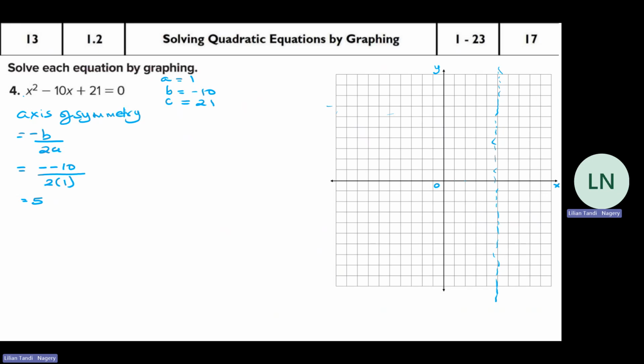And also, your A is positive, so your graph will be a U. So you choose the graph that is a U. Okay? Your y-intercept is 21. So you need to choose a graph that touches 21 on the y-axis. Okay? All right. So that is 0, 21. Why did I just write 21? 0, 21, because it's a point.